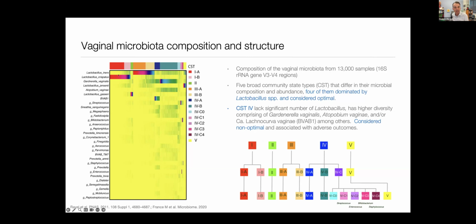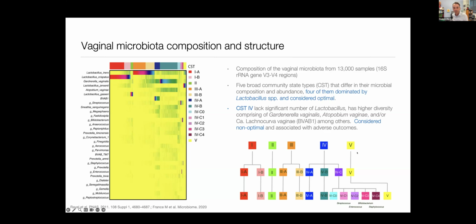You have Lactobacillus crispatus, which is thought to be the most optimal, if you want, lactobacillus. You have Lactobacillus iners, which has been shown to be somewhat suboptimal potentially, and Lactobacillus gasseri, as well as Lactobacillus jensenii. But there's a 5th larger group that doesn't contain lactobacillus, and in many ways it's very reminiscent of bacterial vaginosis, but in many women it doesn't present with symptoms. Which is a big conundrum in this field: what to do with all those microbiota.